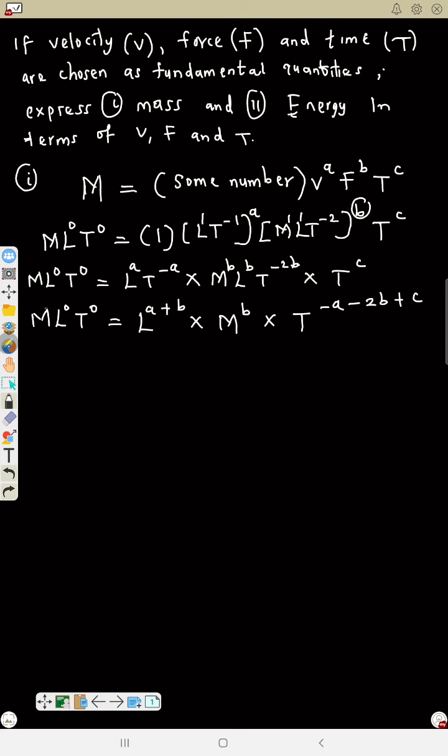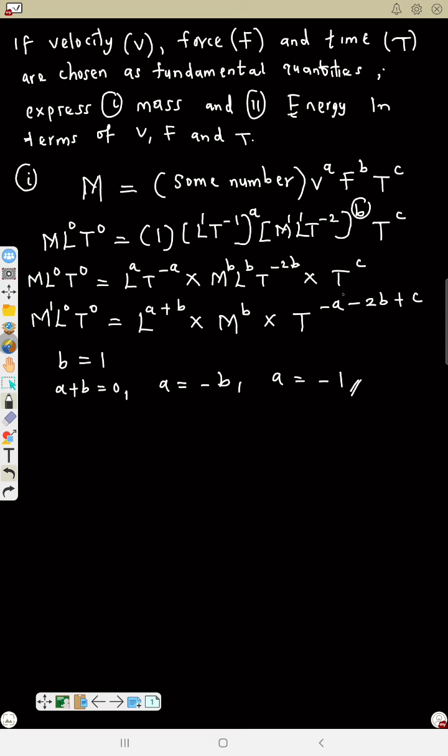If we compare both sides, the power on M is 1 here, and the power on M is b. So that means if you equate, b is 1. Also for L, a plus b is 0. That means the power on L is a plus b here, and it is 0. So if we collect like terms, a will be equal to minus b. And we know b as 1 before. So a is equal to minus 1.